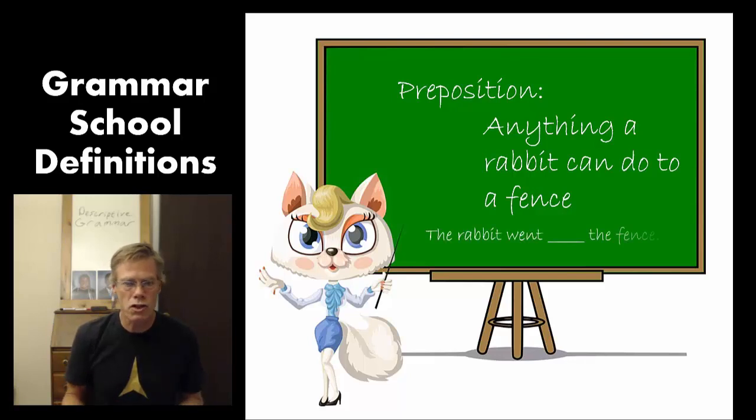what teachers are getting at when they say it this way is they're basically giving us a frame. And anything that can fit in that blank is a preposition. So the rabbit went to the fence. The rabbit went under the fence. The rabbit went up the fence. The rabbit went over the fence. The rabbit went by the fence. The rabbit went along the fence. Those are all prepositions. That is a great test.